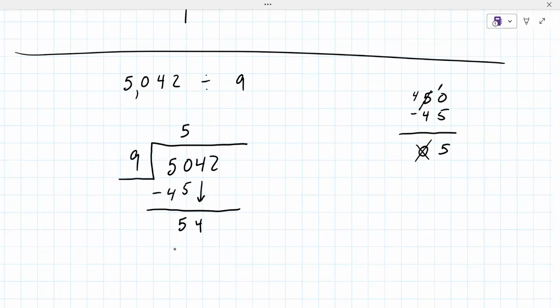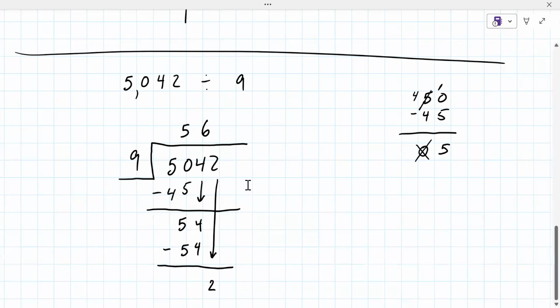Bring down the 4. How many times does 9 go into 54? 6. 6 times 9 is 54. Subtract, and you bring the 2 down. So what is the 2 in our problem? The 2 is the remainder. It is the remainder. Good.